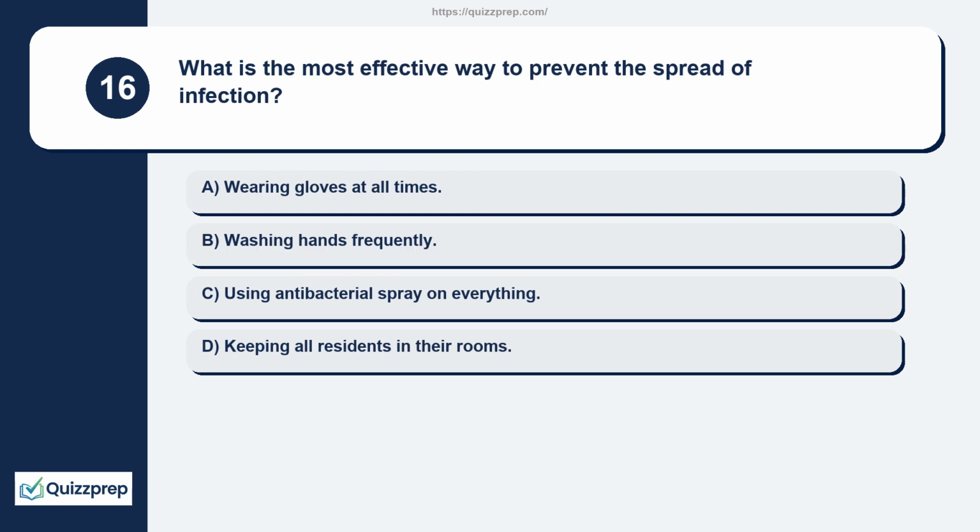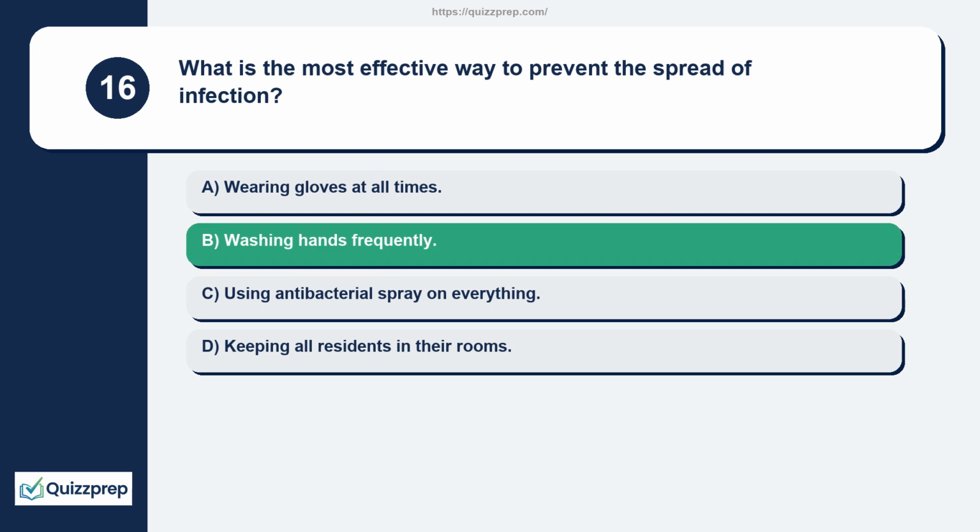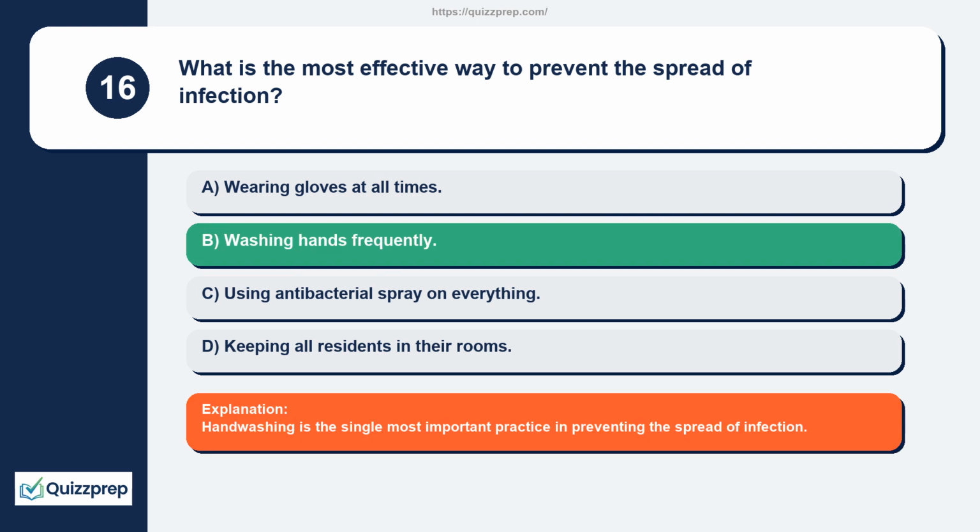Question 16. What is the most effective way to prevent the spread of infection? Wearing gloves at all times. Washing hands frequently. Using antibacterial spray on everything. Keeping all residents in their rooms. Hand washing is the single most important practice in preventing the spread of infection.